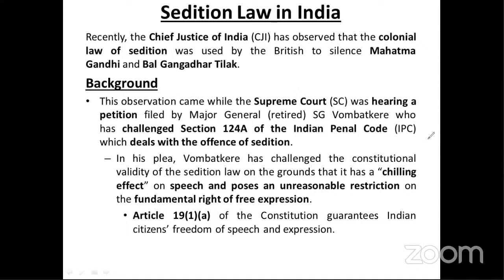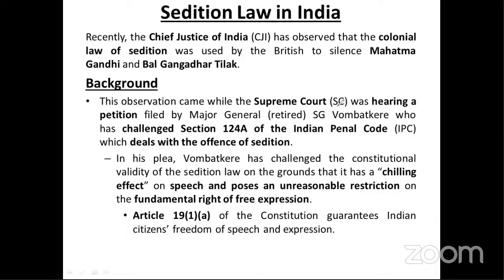Okay, so why was it in news? Recently, the Chief Justice of India observed that the colonial law of sedition was used by the British to silence Mahatma Gandhi and Bal Gangadhar Tilak. Now, sedition law was in news. It was always used by the government of India for maintaining peace in our country. Sometimes some of the activists raise their voice against the government, and it calls for violence in many parts of our country. So whether this sedition law is relevant in today's politics or not.